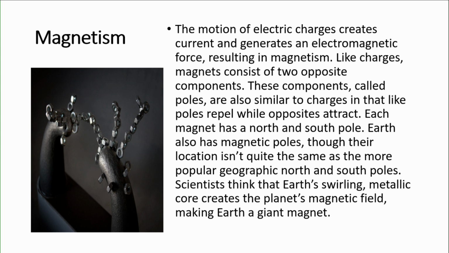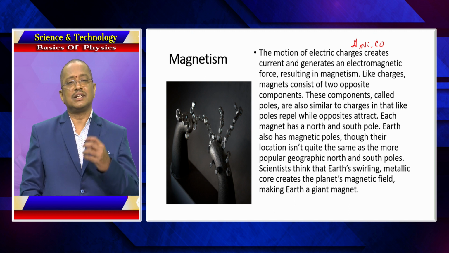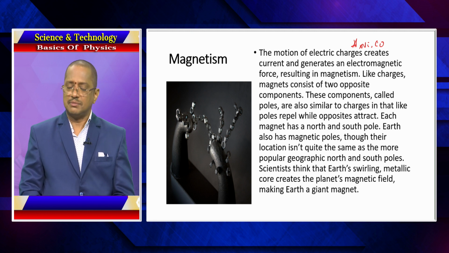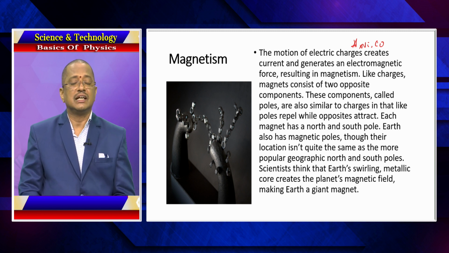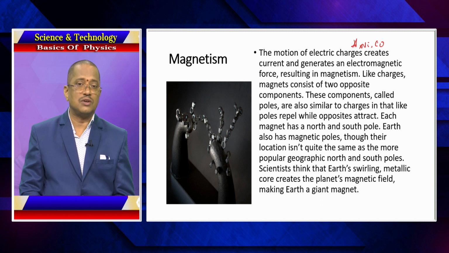Generally, we will call it alnico, A-L-N-I-C-O. Alnico is generally aluminum, nickel and cobalt. This combination will form a magnet. There are two kinds of magnets, permanent magnets and temporary magnets, and we have electromagnets also. Every magnet has two poles, we call them north pole and south pole.